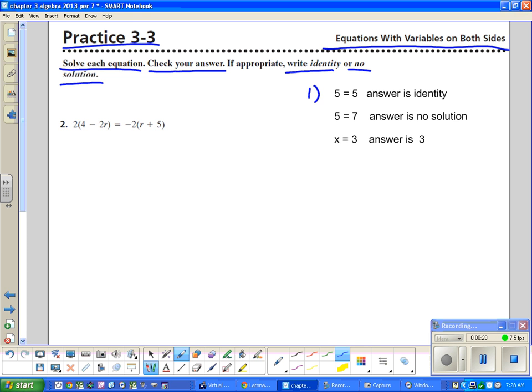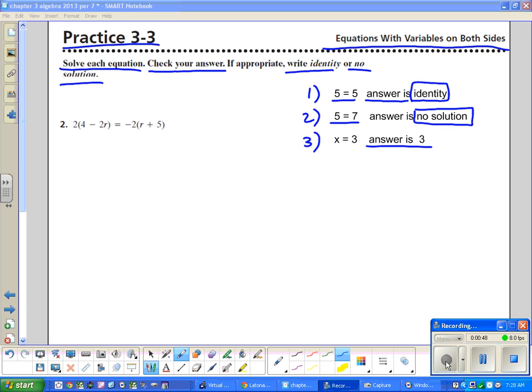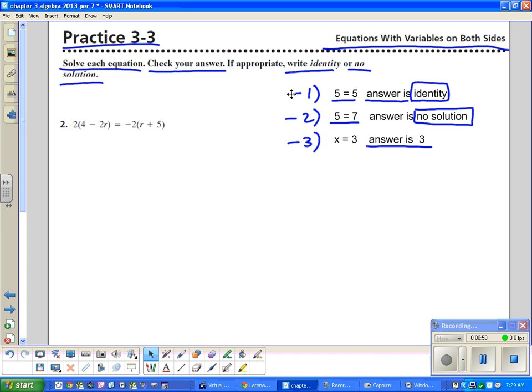The first type would be when we get 5 equals 5. That's called the identity, would be the answer. The second type is when you get something like 5 equals 7, and that's not allowed, so we call that answer no solution. The third answer is x equals 3, where we actually get an answer, and the answer is 3. So when you have variables on both sides of the equations, you can get one of these three types of answers. So that's what we're going to be looking out for in this question here.